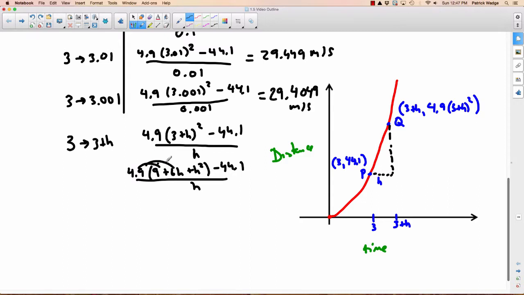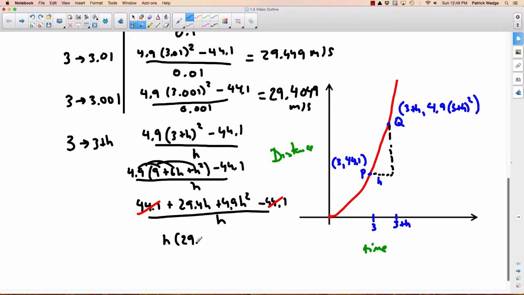So now we're going to do the distributive property. You're going to get 44.1, isn't that lovely? Then you're going to have plus 29.4h plus 4.9h squared minus 44.1 all over h. So we can cancel these out. With the two terms you're left with on the top here, you could factor out an h. So you'd have 29.4 plus 4.9h, and that's all divided by h. Great, we have an h on top and bottom. Those are gone. So this is our answer.